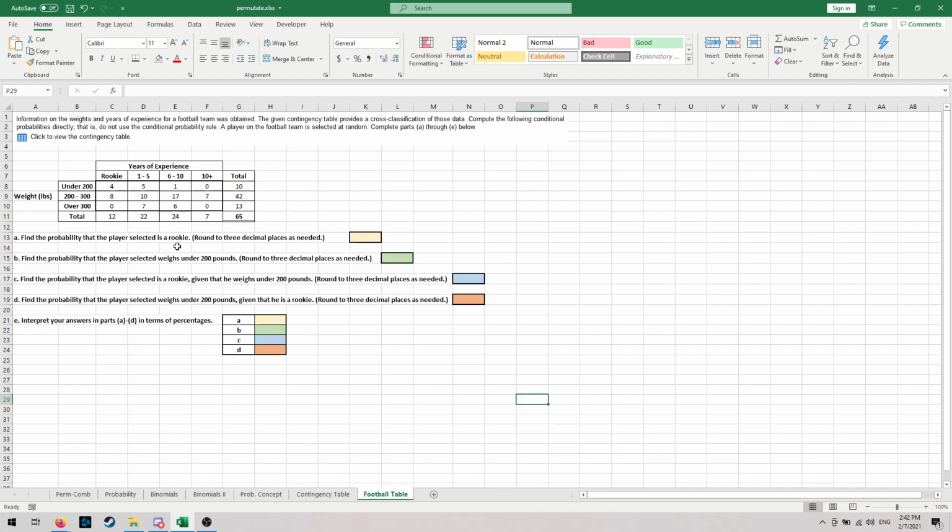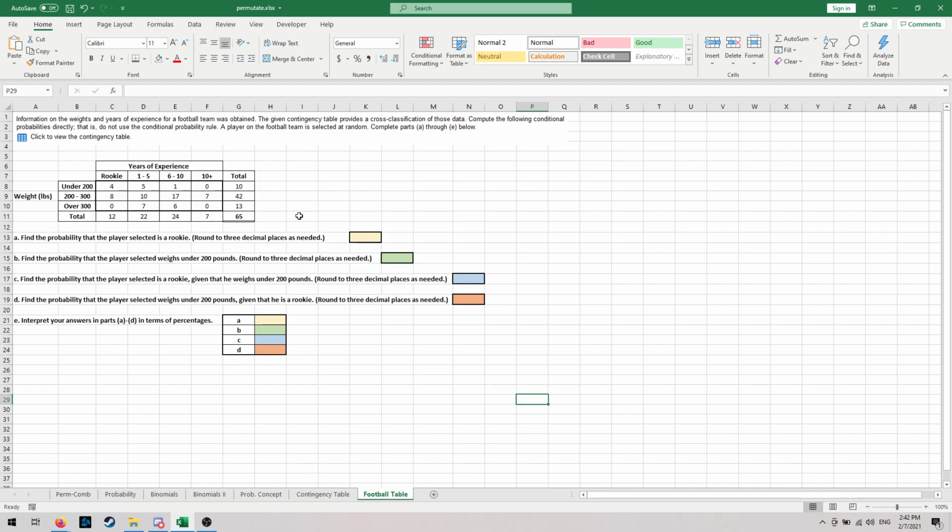We want to know if a player is a rookie, if a player weighs under 200 pounds, if the player is a rookie given that he weighs under 200 pounds, and if the player weighs under 200 pounds, is he a rookie? So these do sound very similar, but we actually are going to get different answers in each part, and they rely on us being able to interpret this table. So we're just going to jump right in. We're going to go through the whole question. We're going to talk it out.